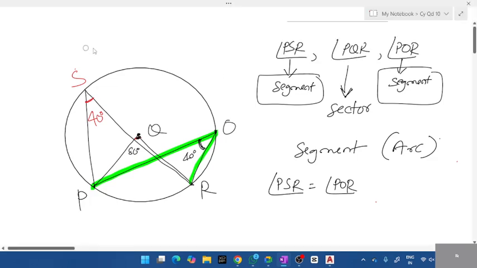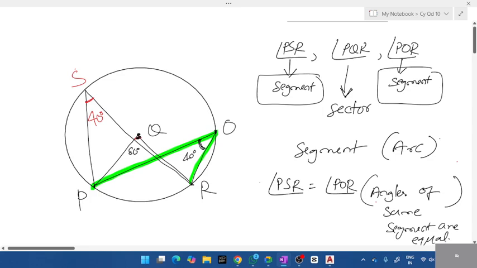And you're supposed to write it like this, students. PSR is equal to POR. And what's the reason you all have to write? Is it a sector or segment? PSR and POR. Segment. Both are angles of the segments, right? Angles of same segment are equal.